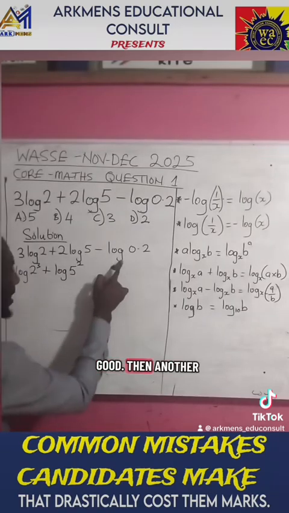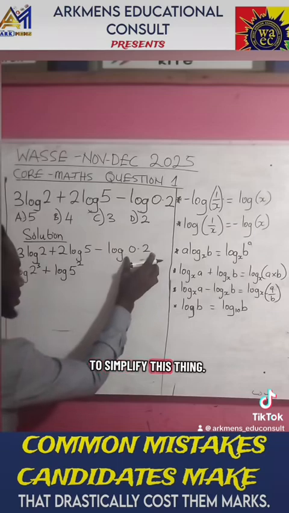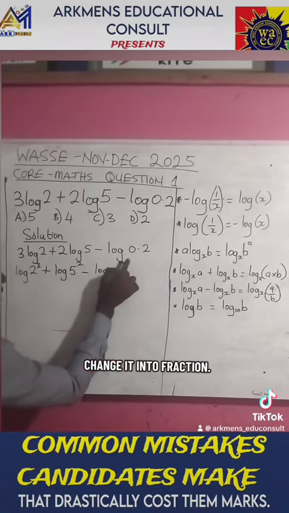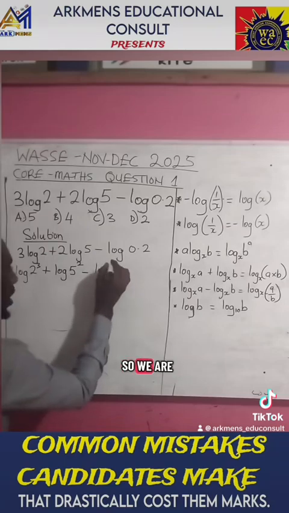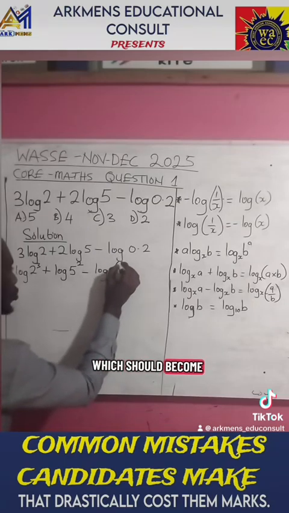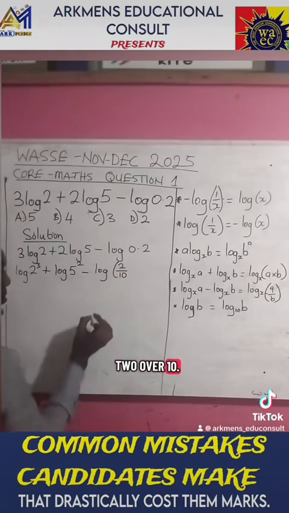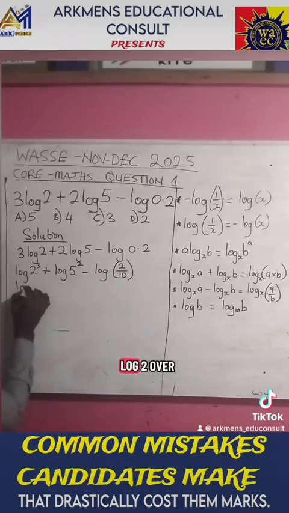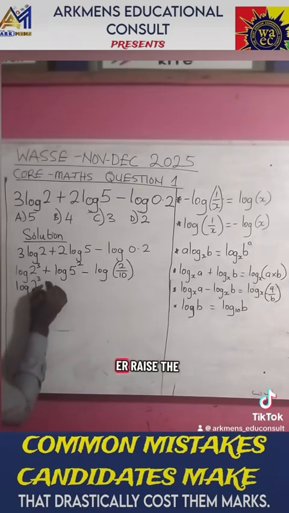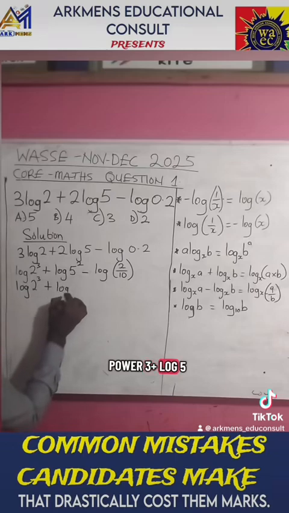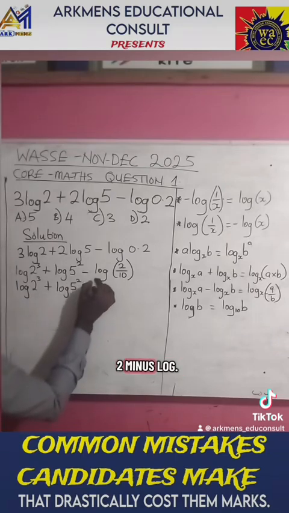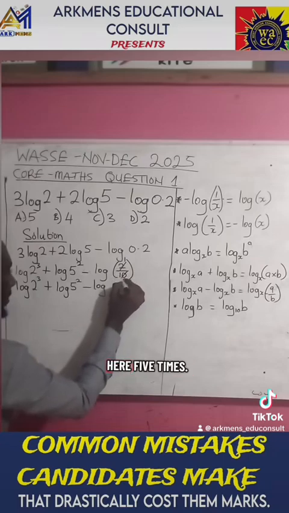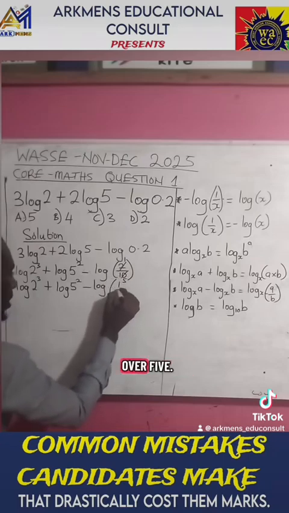Good. Then another thing, we need to simplify log 0.2. The first thing is to change it into a fraction, which becomes 2 over 10. Right? Now this 2 over 10 we can still simplify. So it becomes log 2 raised to the power 3 plus log 5 raised to the power 2 minus log. Then 2 goes into 2 one time, and into 10 five times, so we get 1 over 5.